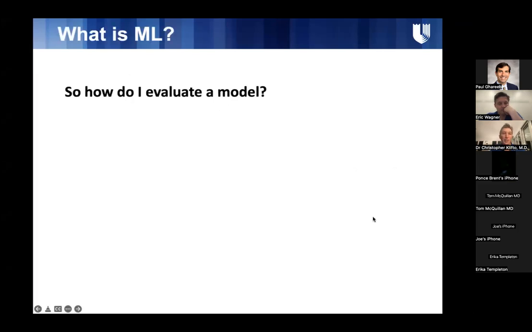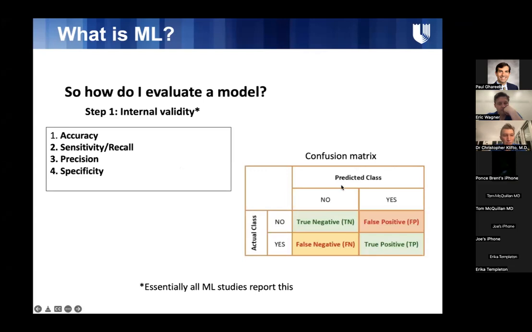So the question is, how do we evaluate a model? Well, there are a couple of ways to do it, and we all know the confusion matrix. I'm not going to talk about that. It's just the internal validity, which includes accuracy, sensitivity, precision, and specificity.